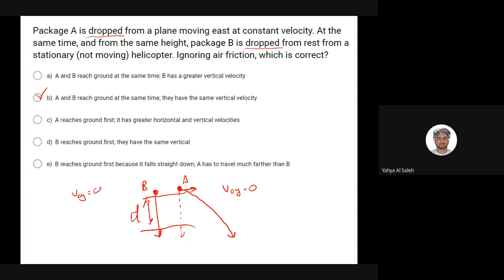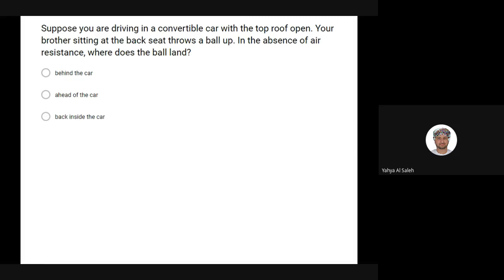Yes. Okay. Now the next question might sound even sillier than this one, but it's a fun question to think about. Suppose you're driving a convertible car with the top roof open. Your brother sitting at the back seat throws a ball up. In the absence of air resistance, if we don't have any air resistance, where does the ball land? Does it land behind the car, in front of the car, or back inside the car? Your brother throws the ball vertically upwards without any X component due to the throw itself.